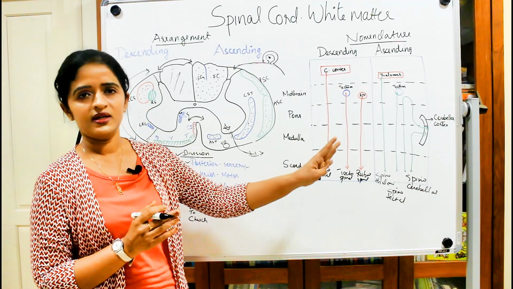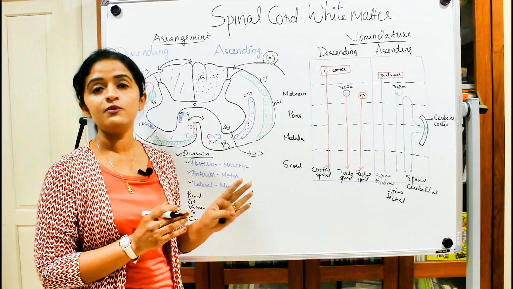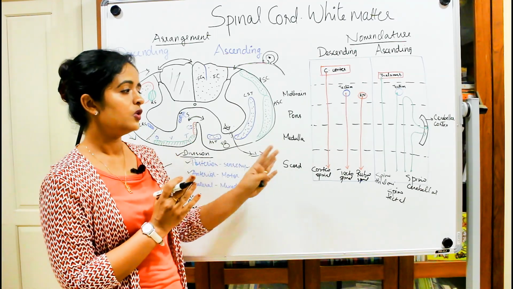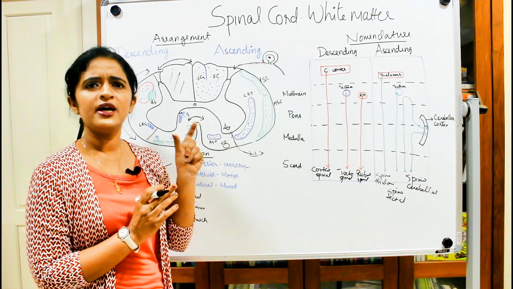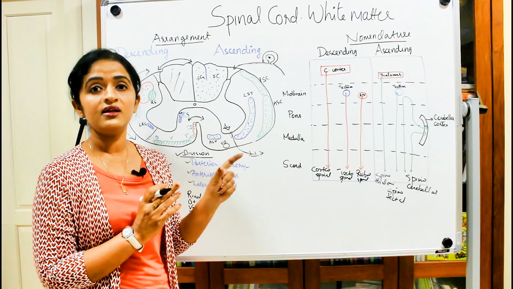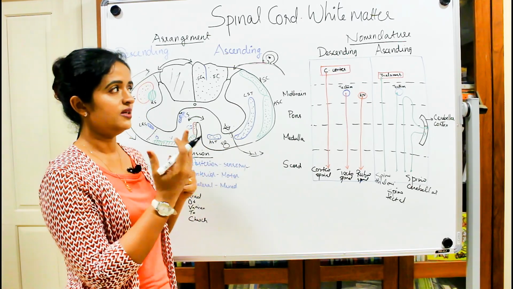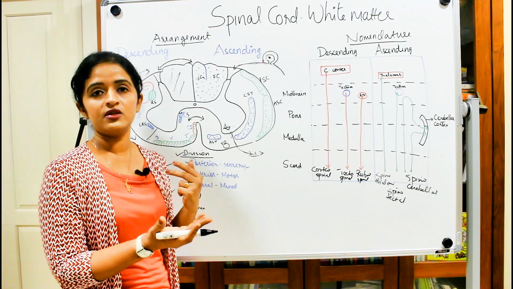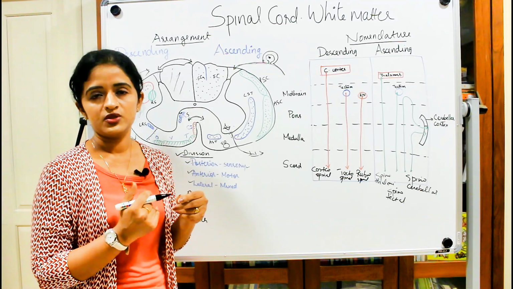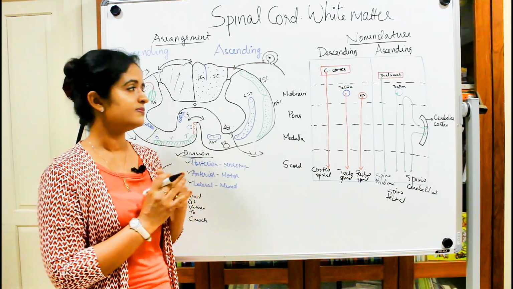So this is the simple way to name the fibers. If you know the naming of the fibers, just by looking at the term, you can classify whether it belongs to the ascending set of fibers or whether it belongs to the descending set of fibers.